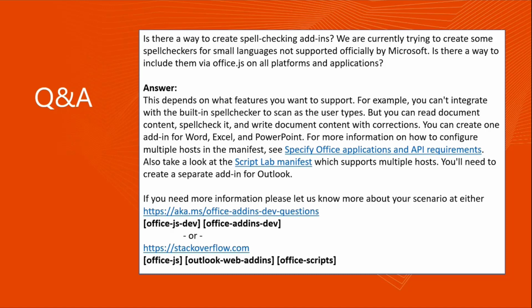You can create one add-in. There is a way to create a manifest that supports loading your add-in into all three. I put a link here to an article that talks about how you can configure your manifest and specify Office applications and API requirements. You can also take a look at the Script Lab manifest, which supports multiple hosts. You do have to create a separate one for Outlook, though. You can't create one that does all 4 hosts, so you have to at least create 2.